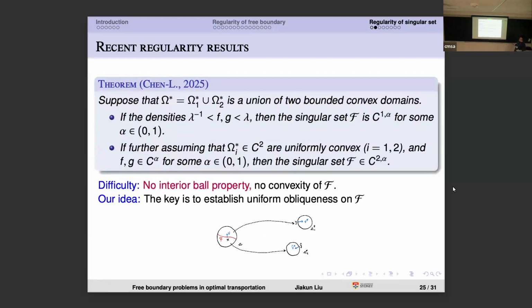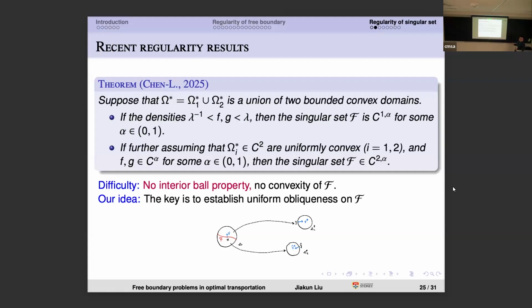This was proved in a joint work with Shibing Chen last year. What we prove is, again, there's no assumption on omega. As long as omega is bounded, we are happy. So on omega we do not assume any convexity. But on omega star, we assume it's a union of two separate convex domains, omega 1 star and omega 2 star. Then we can show that as long as the density function is bounded from below and above, the singular set will be C^{1,alpha} for some alpha between 0 and 1.